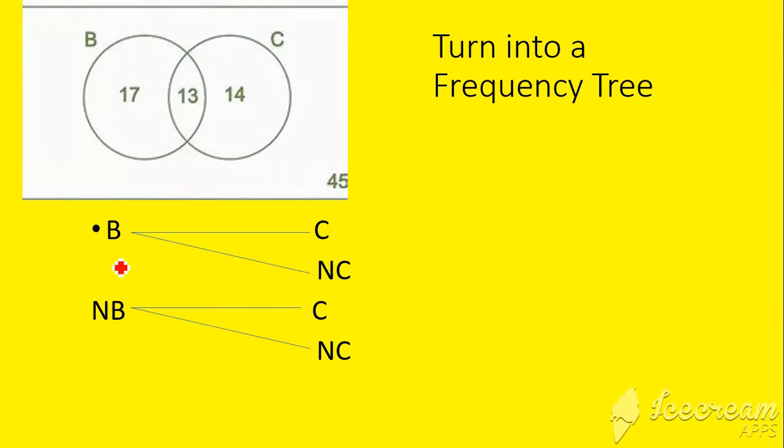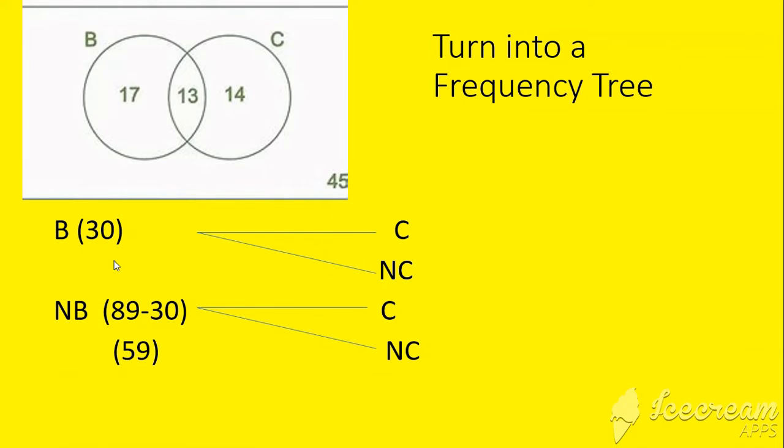So my first one, of it being B, is actually going to be 30. Okay. I got my 30 by adding these 2 together. Okay. And my not B is going to be 59. What I did, for some reason, I added them all up and I took them away from 30. Yeah, the other thing you could have done is you could have just added your 14 and your 45 to give you your 59. Okay.